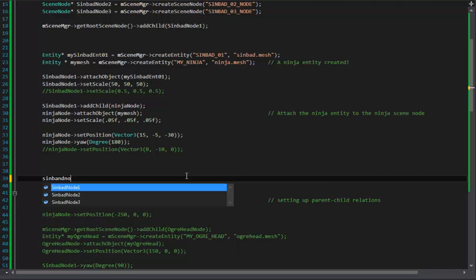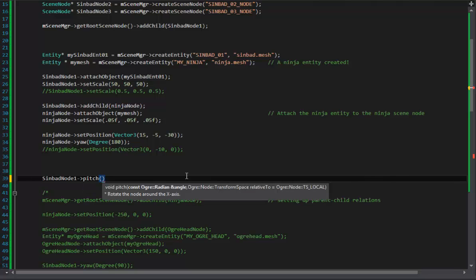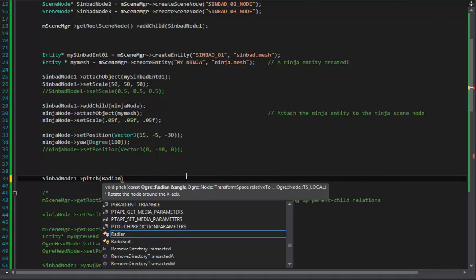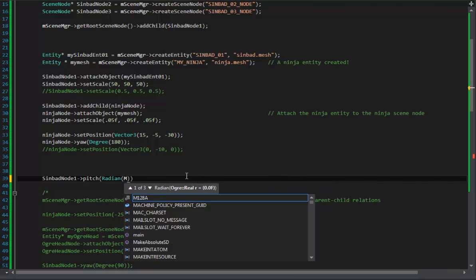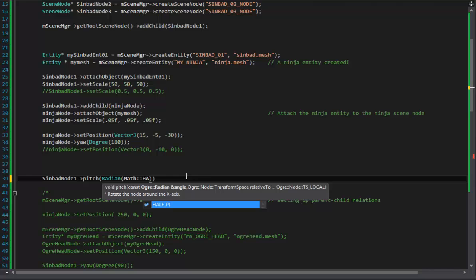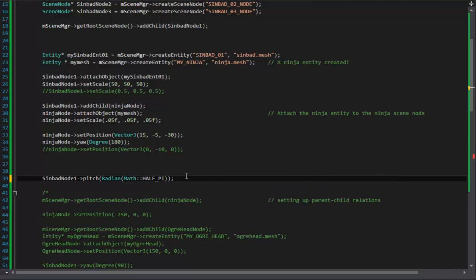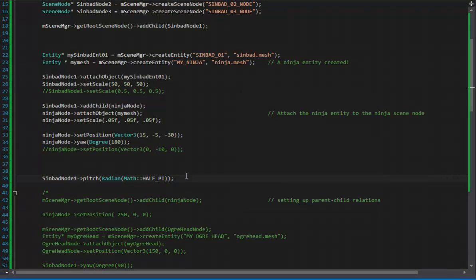node to radians, and half pi. So it would be math half pi. And so let's see how it looks if we do this.